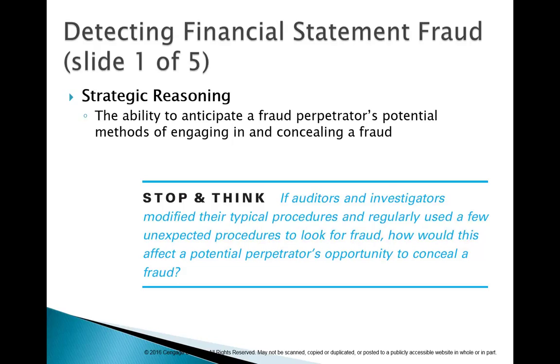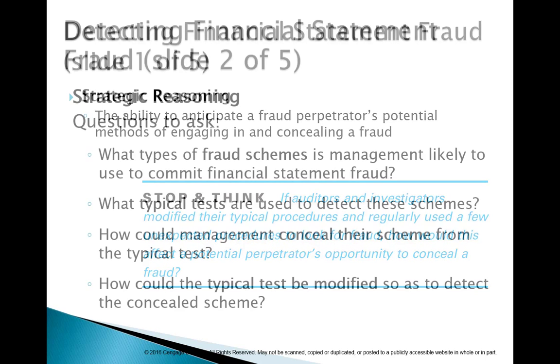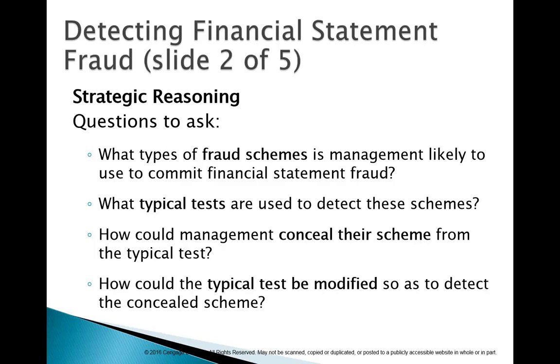What are the accounts that are big enough that they could actually perpetrate a fraud in those accounts and it wouldn't be noticed? What are the accounts that have significant estimates where you could potentially do some manipulations and commit a fraud? So once you think strategically about where the fraud could occur, then you have to think, okay, if fraud is occurring, management's obviously going to try and hide it. So if they're going to try and hide it, what are the red flags that I'm going to see?